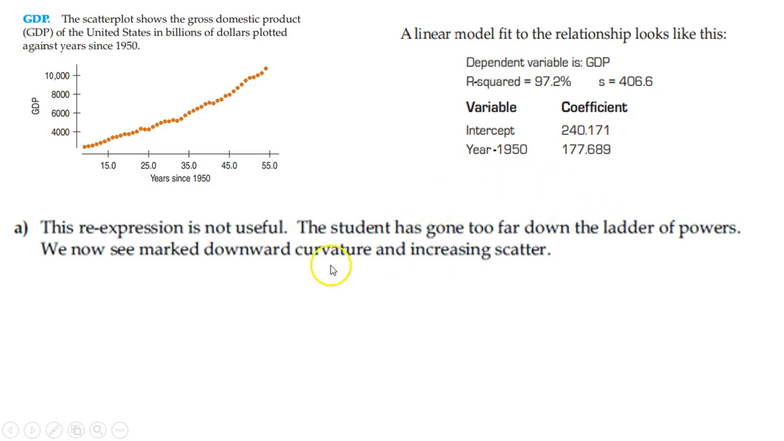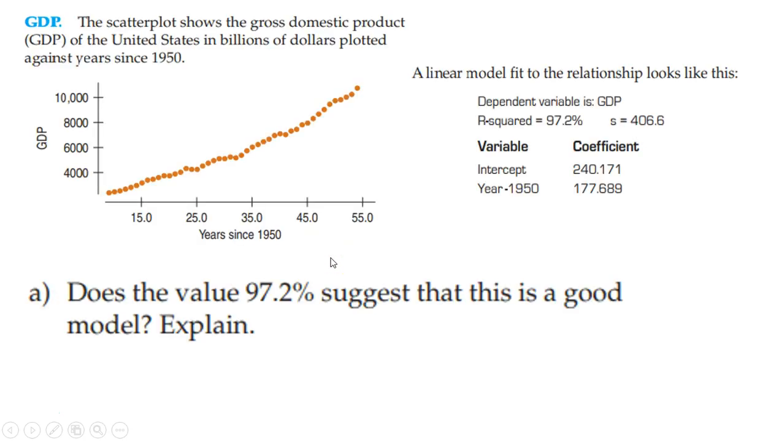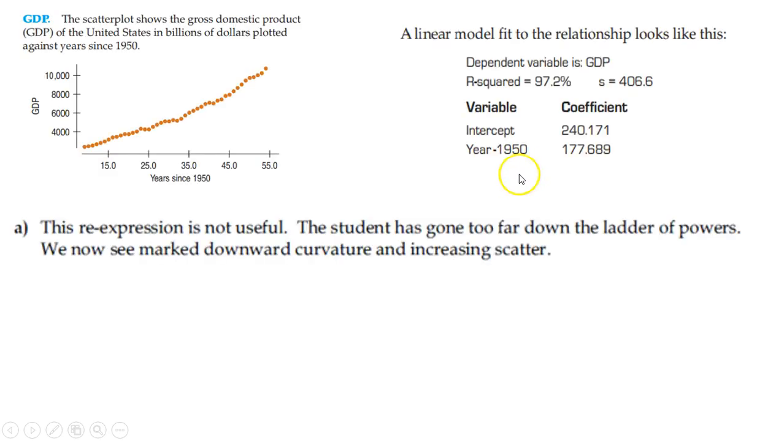So what this is basically implying is the question right here says, does the R squared value suggest that this is a good model? And most kids tend to look at this and say that it must be. But the real way that we're going to find this out is you have to look to see if there's a pattern at all with the residuals.